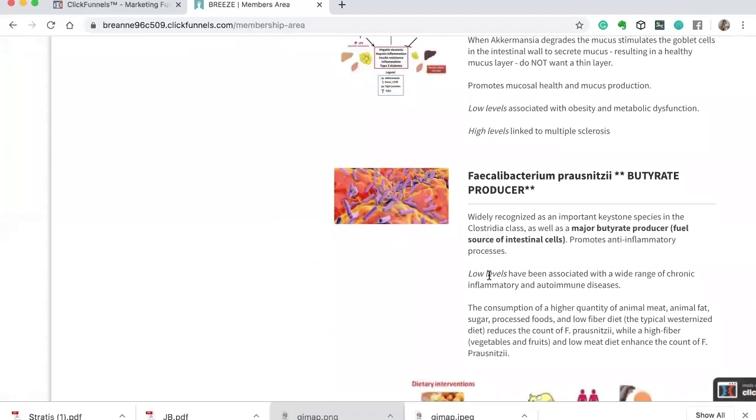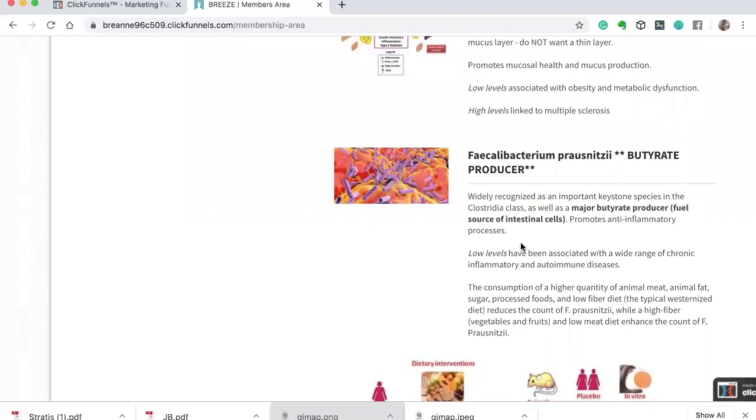Okay, fecal transplants. This one is always challenging to say. It is widely recognized as a keystone species in the Clostridia class, as well as a major butyrate producer. And the butyrate, again, is the fuel for the intestinal cells and promotes an anti-inflammatory process.